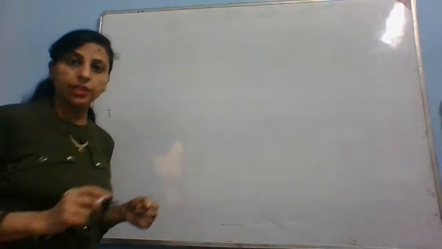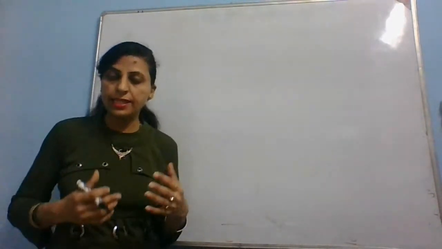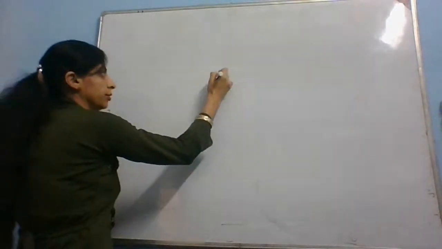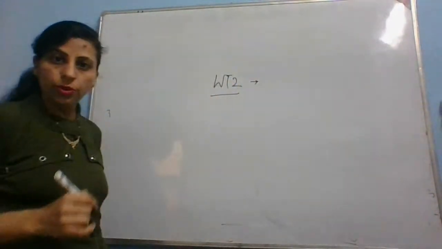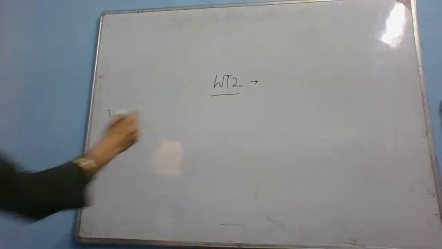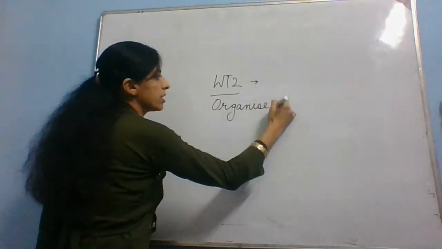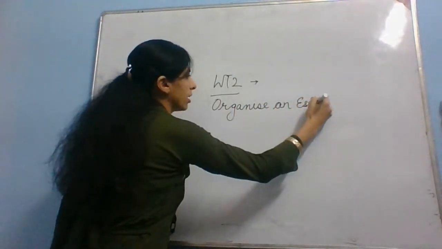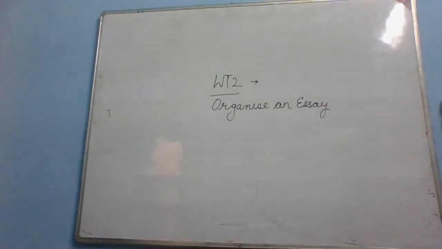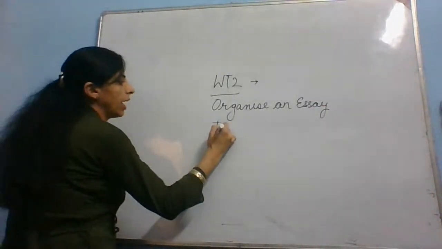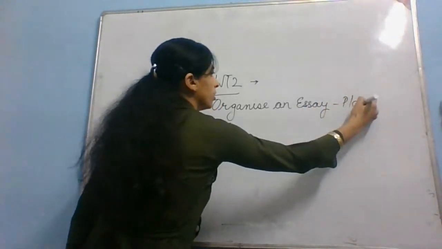The first thing that you are going to write, when you are going to think about an essay, is what? A writing task two essay should be organized. So the first thing that you will do is organize an essay. The second thing that you will do is write an intro. Now, what is organizing? Organizing is planning.